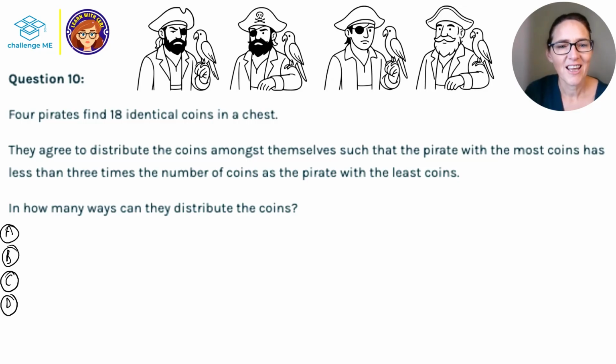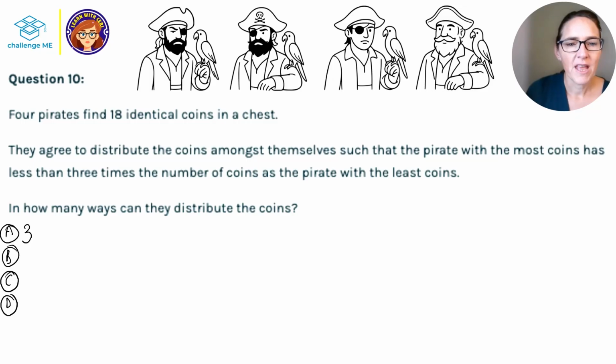So I'm going to imagine that we've got A, B, C and D. Now we don't know which pirate has the least number of coins. It could be any of them. Let's go with it being A and think, if A had 1, the pirate with the most coins has to have less than 3 times the number of coins, so that would be 2, and that's too many to distribute, so 1 is not going to work. And the same would go for 2, because the most would be 5, and then 5, 5, 5 and 2 only makes 17, so that's not going to work either.